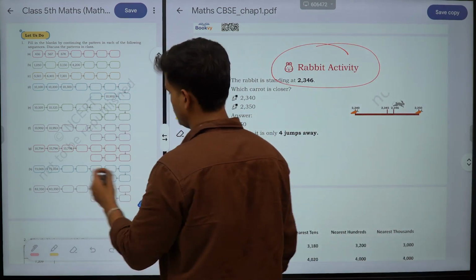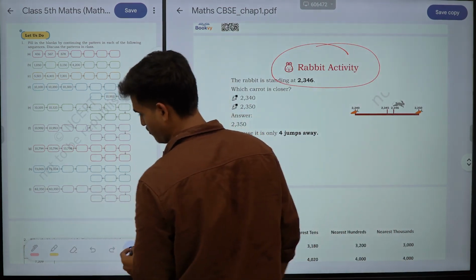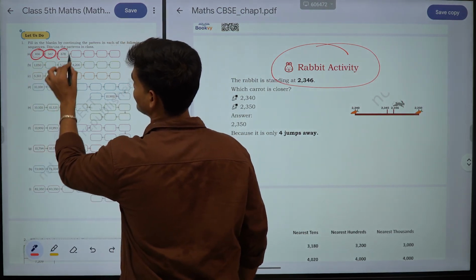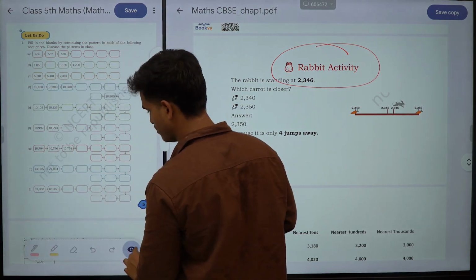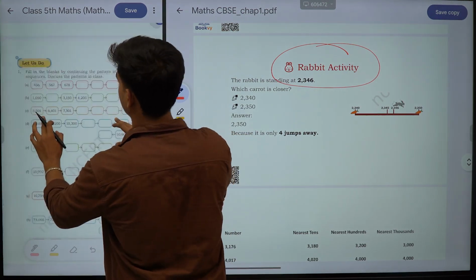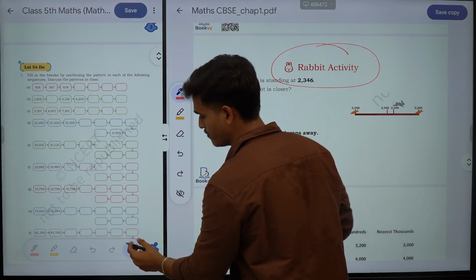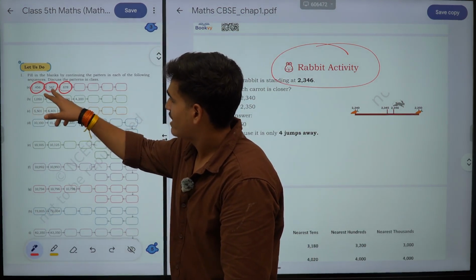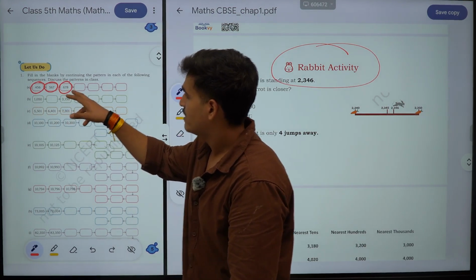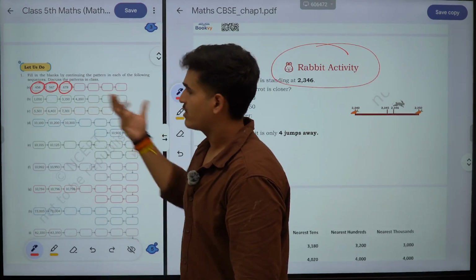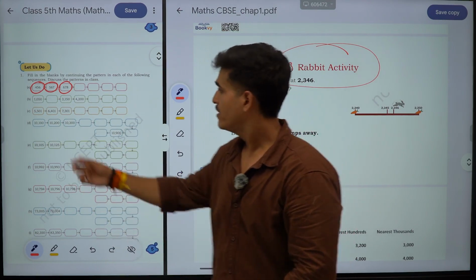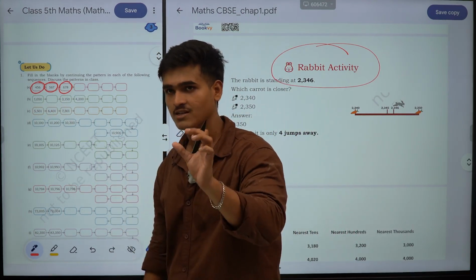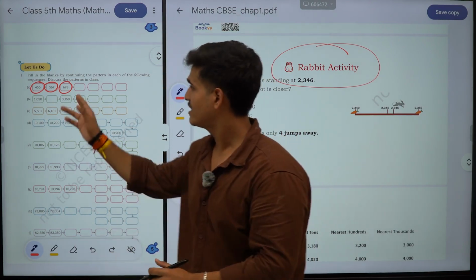For example, see, in the first question we have given 456, 567 and 678. Let me zoom in for it. Okay, so what is given in the first row? 456, 567, then 678. Then the rest we have to fill. So what are the rest of the numbers? It is simple, you have to find out the difference. What is the actual difference in the numbers?